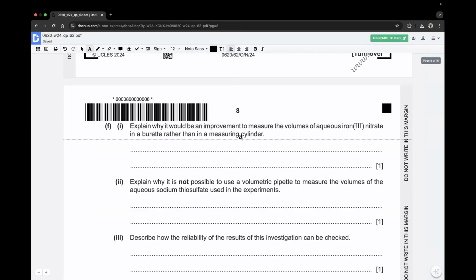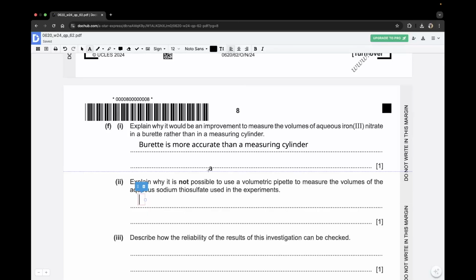F1, explain why it would be an improvement to measure the volumes of aqueous iron nitrate in a burette rather than in a measuring cylinder. So again, the standard concept that you should remember: a burette is more accurate than a measuring cylinder. Just remember this. And look at this, they are asking about a volumetric pipette. Again, these two questions, 90% of the time you will be getting these two questions. First of all, you need to remember that a burette is more accurate than a measuring cylinder.